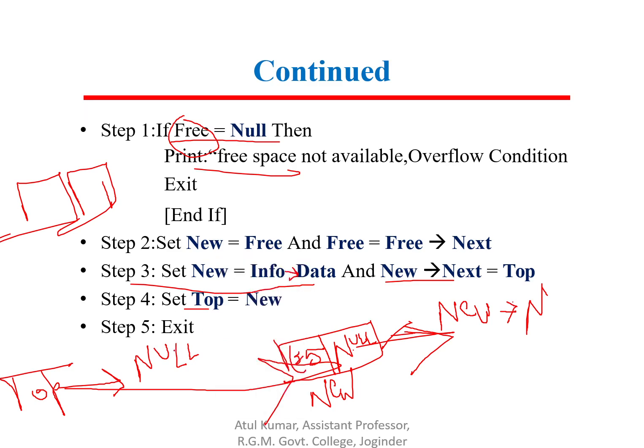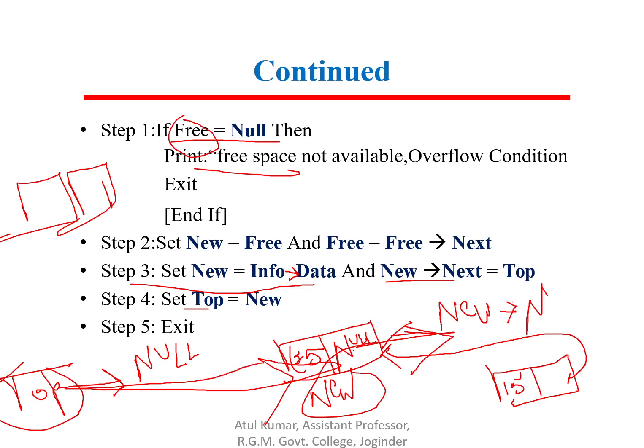Suppose we want to add one more node. This is the scenario here. Again, a new node is created from the available free space of nodes, and then information is added. Suppose the element we add is 15, and new next is top. Now top is pointing to the previous node, so new next is top means it starts pointing to that node, because the top holds the address of that node.